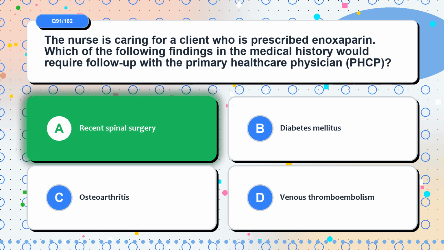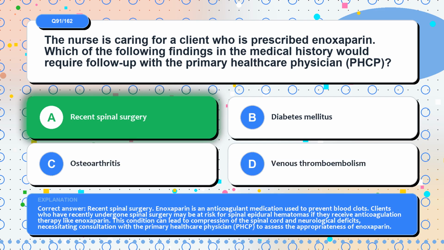The correct answer is option A. Recent spinal surgery. Enoxaparin is an anticoagulant medication used to prevent blood clots. Clients who have recently undergone spinal surgery may be at risk for spinal epidural hematomas if they receive anticoagulation therapy like enoxaparin. This condition can lead to compression of the spinal cord and neurological deficits, necessitating consultation with the primary healthcare provider to assess the appropriateness of enoxaparin.